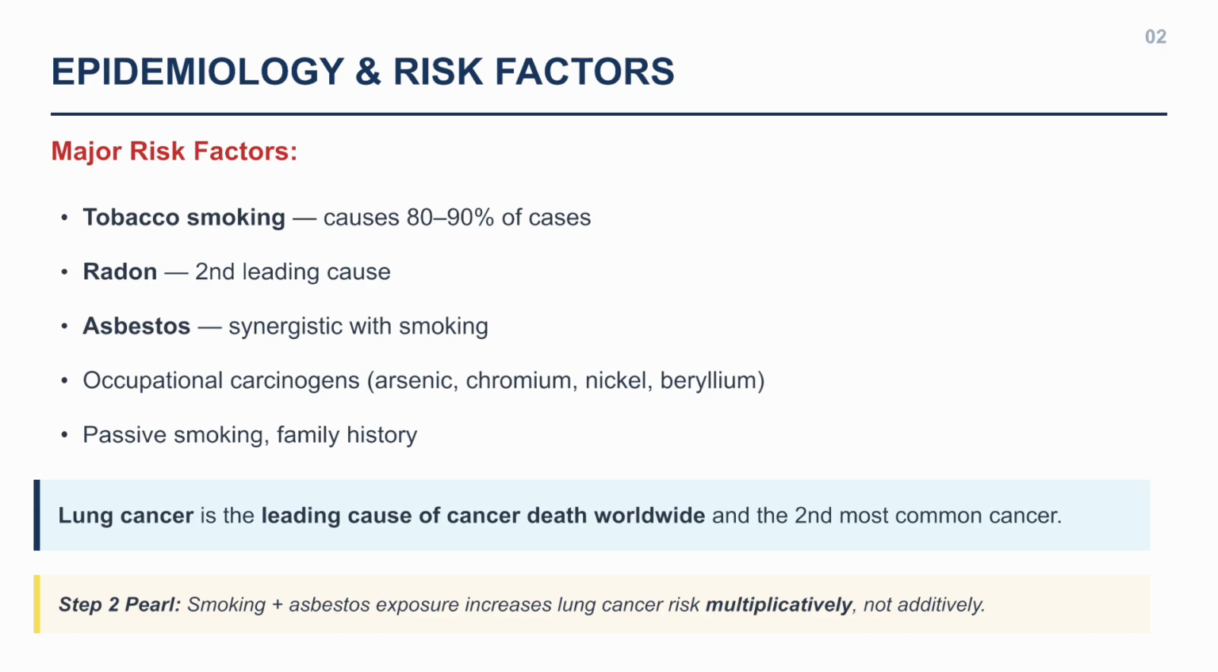Step 2 Pearl. Smoking combined with asbestos exposure increases lung cancer risk multiplicatively, not additively. A smoker with asbestos exposure has about a 50-fold increased risk compared to a non-smoker with no exposure.